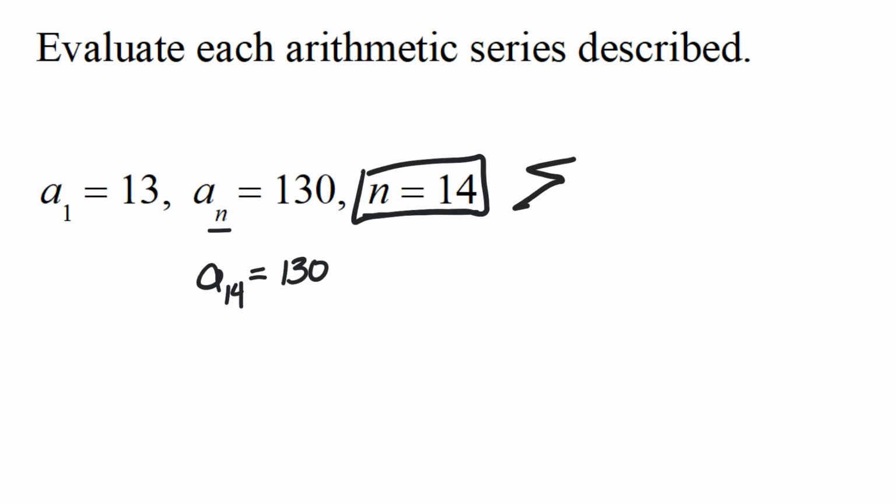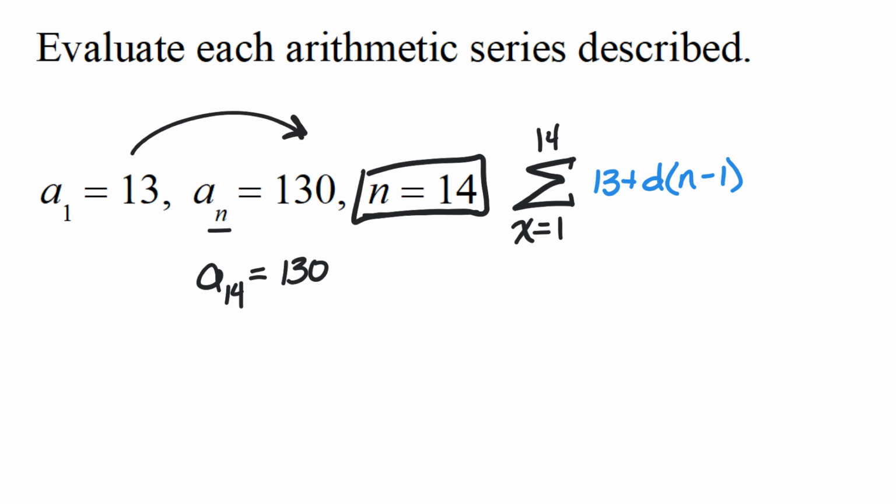So if we started to put our stuff together, what we would have is the starting point of 1, the ending point of 14, and as far as the explicit formula goes, we have the 13, plus we do not have the common difference, and that's what we're going to have to find. Now, we're going to find the common difference just like we did with the series yesterday. Remember this, we are going from 13 to 130. So 13 to 130 is a change of 117. Our number has gone up by 117.